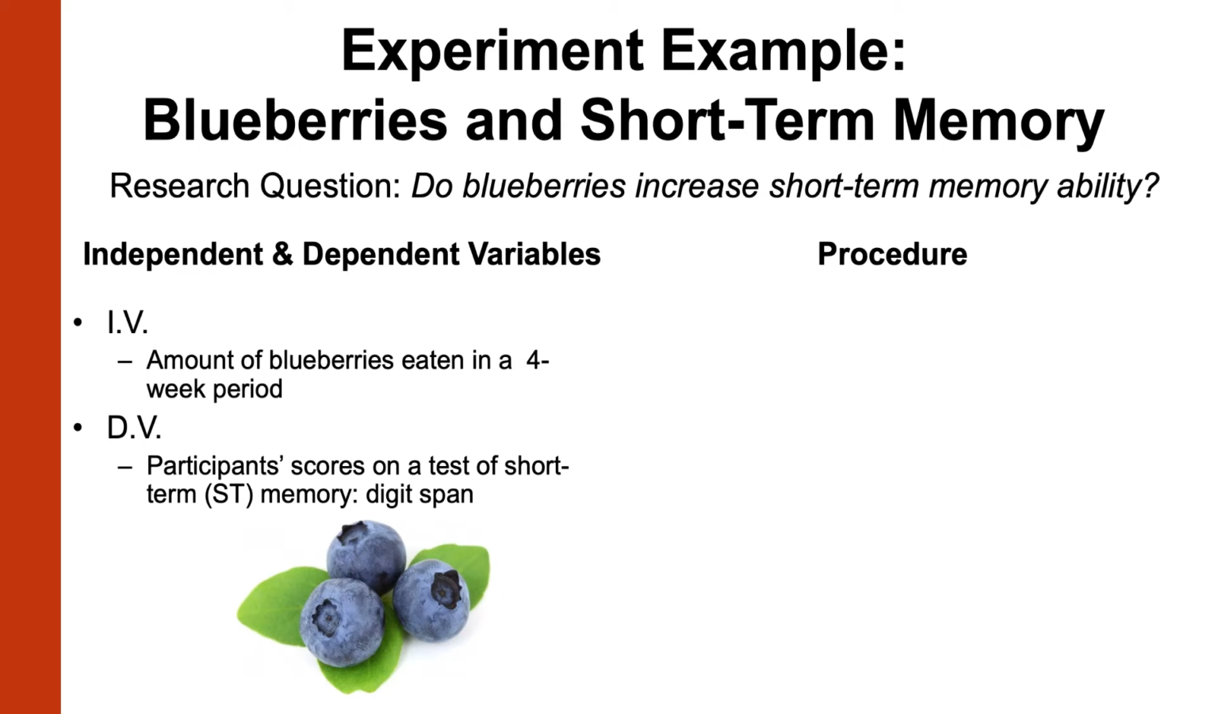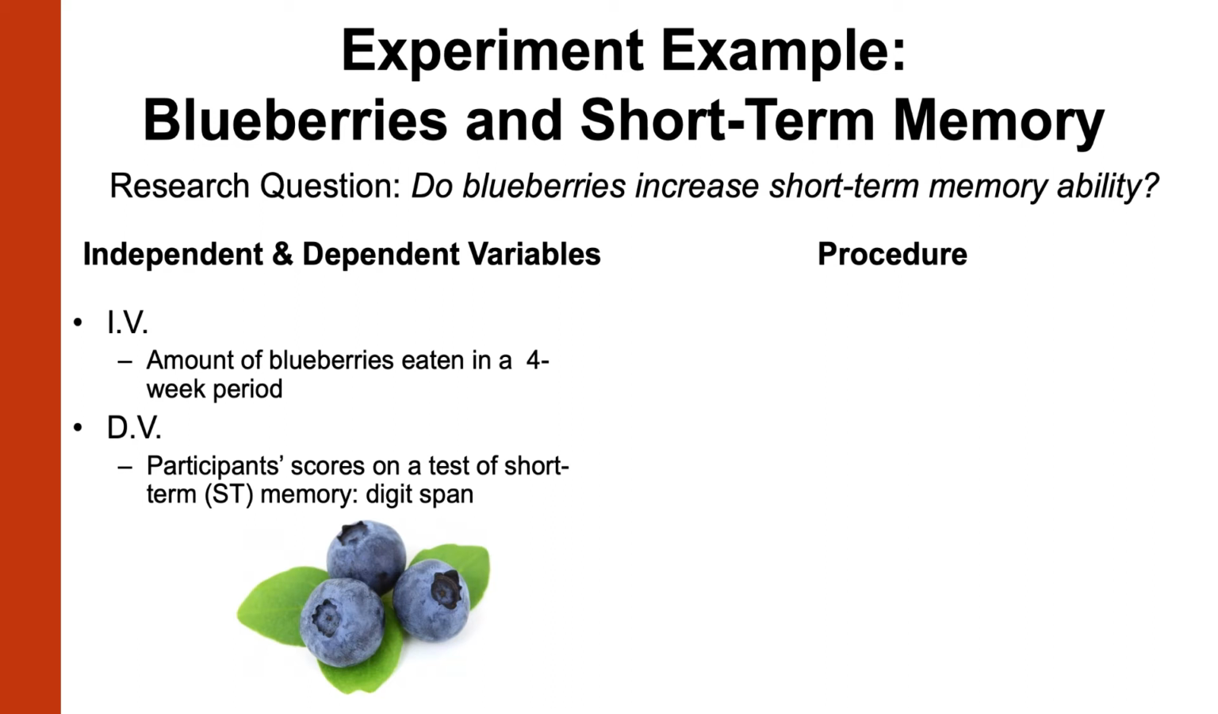For the independent variable, we'll take a 4-week period and have participants consume different amounts of blueberries over that period to see whether it has an impact on their short-term memory abilities. We'll measure short-term memory abilities at the beginning of that 4-week period and then again at the end by using a common test of short-term memory, and that is a digit span test. This is simply when the experimenter lists a series of up to 12 to 15 digits and then has the participant repeat back all the digits that he or she can remember. The number of digits remembered can be considered a measure of that person's short-term memory ability.